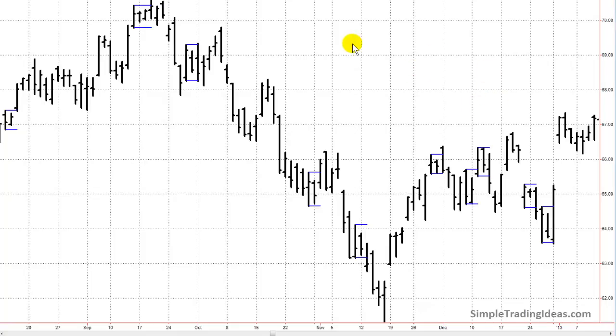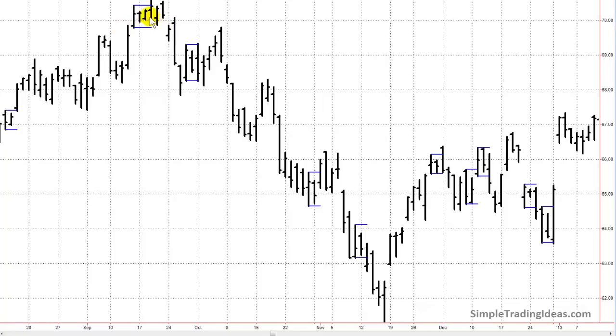And this particular type of breakout is known as an inside bar breakout. And it's known as an inside bar breakout because an inside bar is a bar whose high is lower than the previous bar and whose low is higher than the previous bar. Essentially, its range fits inside the range of the previous bar, as shown right here.